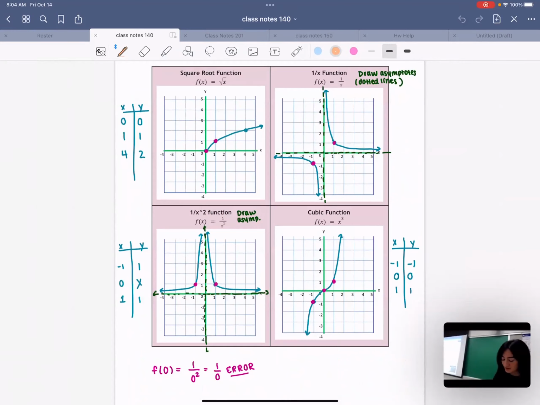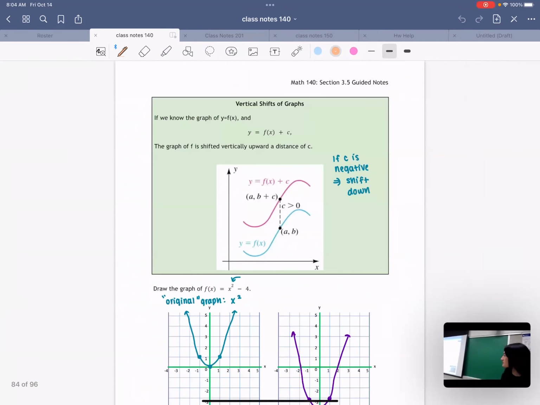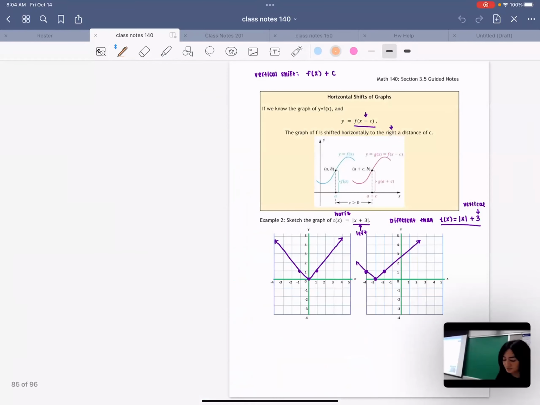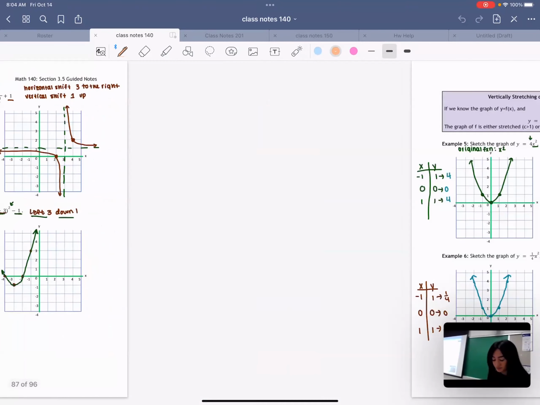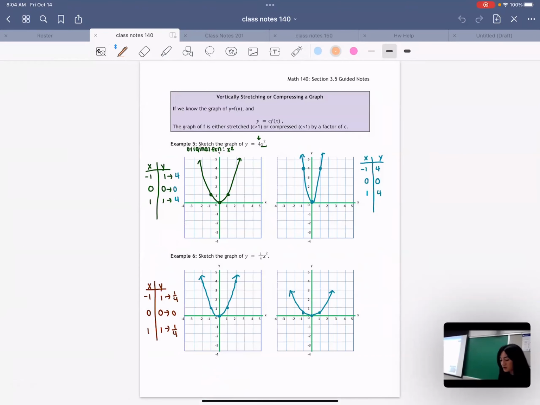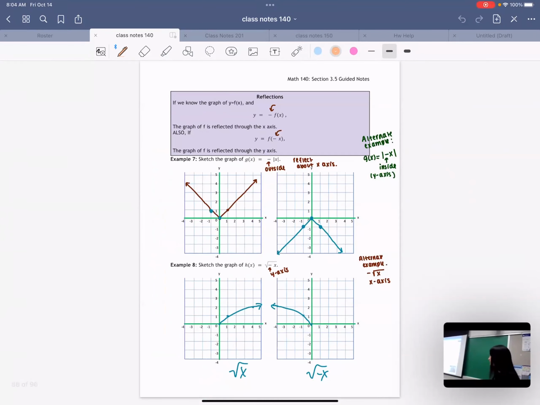Okay. Then we talked about how we can take these common functions and shift them or compress them or stretch them into different types of graphs without having to plot the actual points. So we did the vertical shift, the horizontal shift. Then we did the vertical stretch or compression. And then we finally left off with the reflection. Okay. Now, we did do a little mixing around with the shifts, so we were able to shift something vertically and horizontally at once. But we actually can combine everything together if we want, okay?